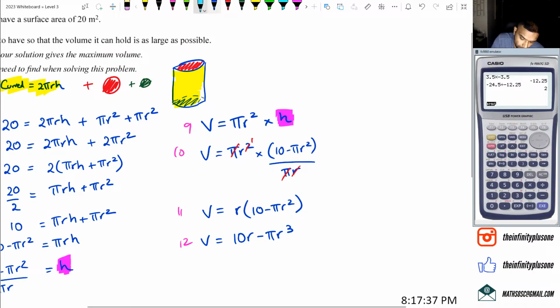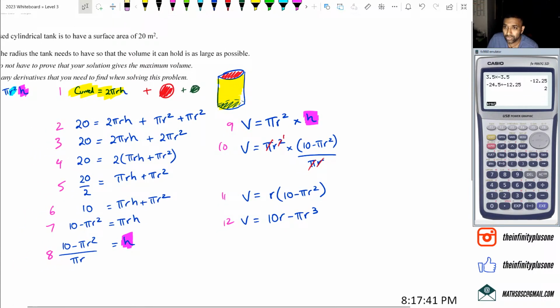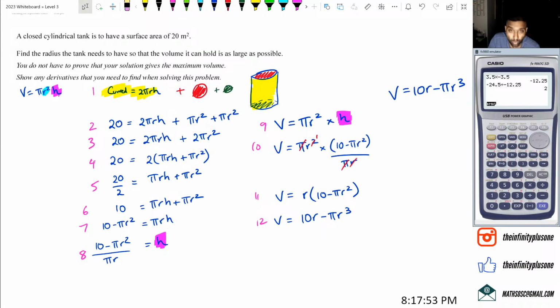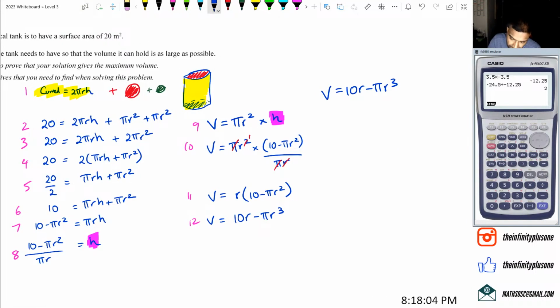All right, with this question, awesome. Now that we have the equation for the actual volume, volume is equal to 10r minus pi r cubed. It's saying that you want to find the radius so that this has a max volume. It also says that you don't have to prove that your solution gives a maximum volume. So all you're really doing is differentiating this.